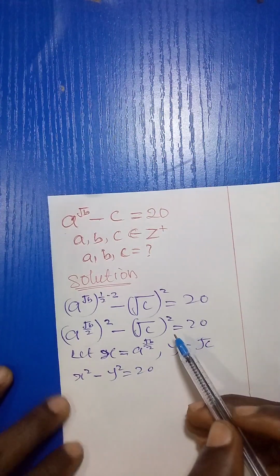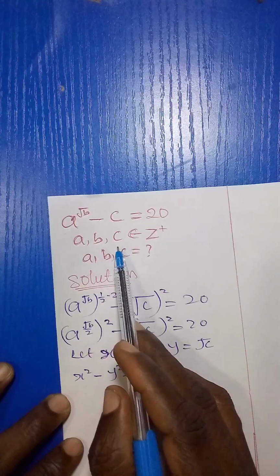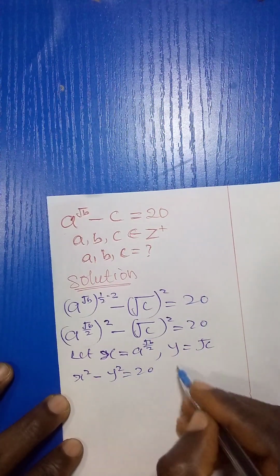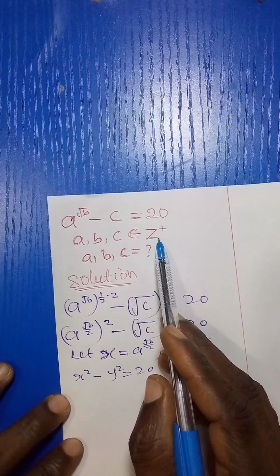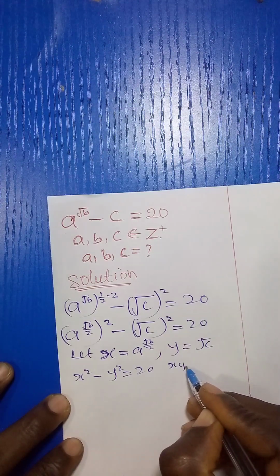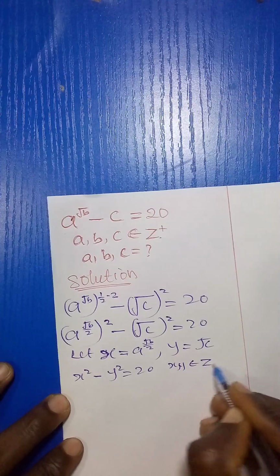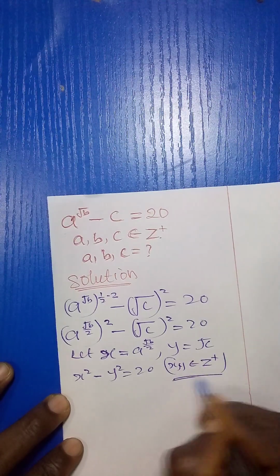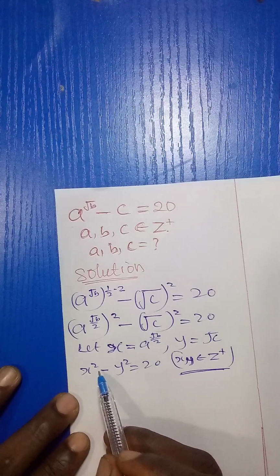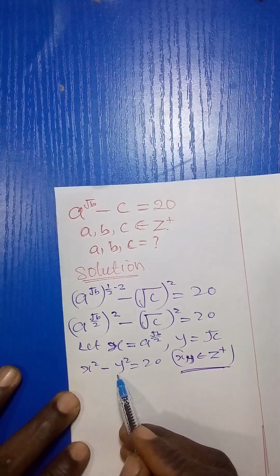Let's recall that we are given that A, B, and C belong to the set of positive integers. So whatever substitution we are making must also be members of these sets of whole numbers. So x, y belong to the set of positive integers. Let us not forget this. Now let's proceed. What we have here is difference of two squares.